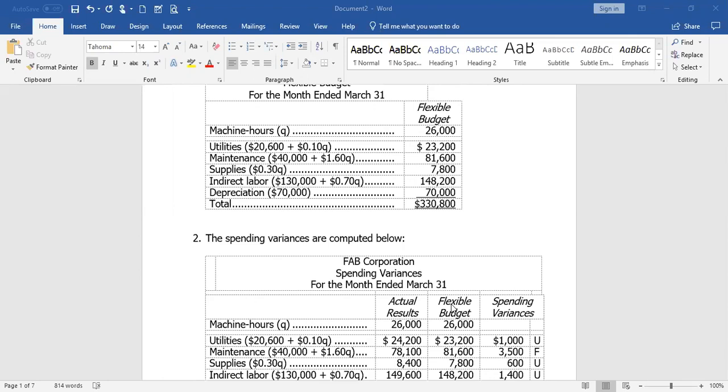So direct materials, standard quantity is 3 pounds per pool. $2 per pound is the standard price or rate. So overall standard cost, $6 per pool. Direct labor, 0.8 hours is the standard quantity of hours. $6 per hour is the standard price, resulting in $4.80 per pool.